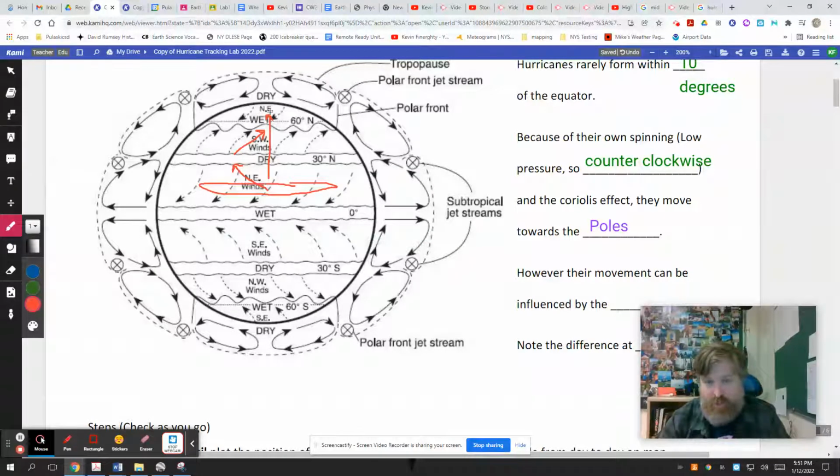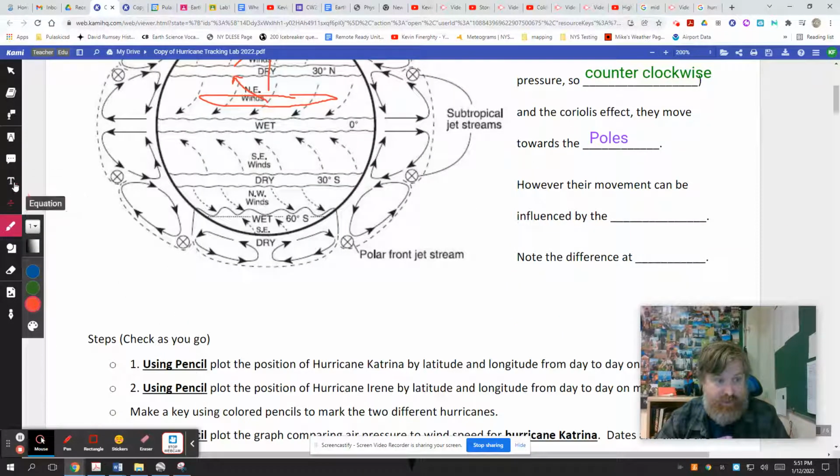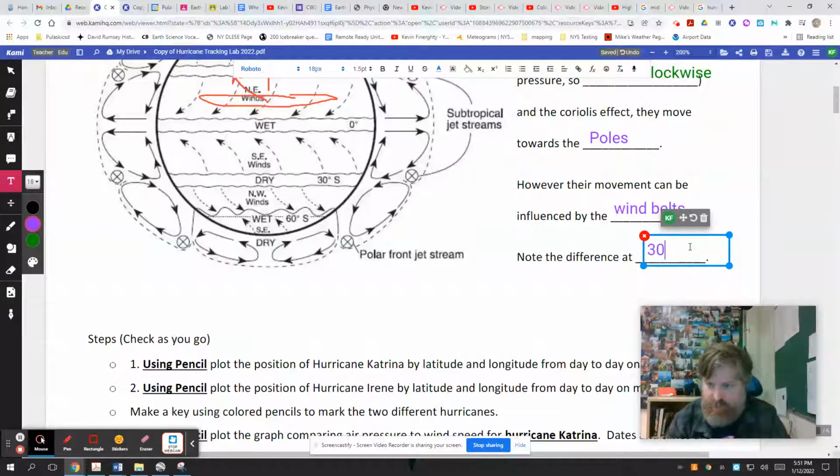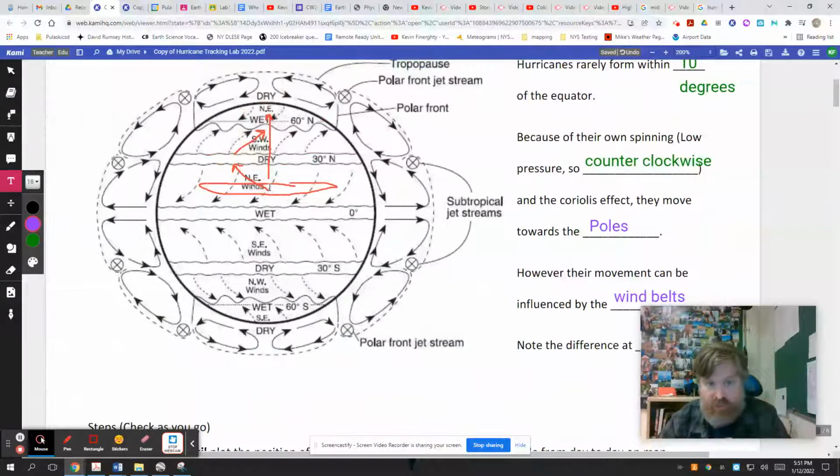Again, hurricane on its own wants to go up towards the pole. That way for a bit in that wind belt, that way for a bit in that wind belt. That's it. Their movement is influenced by the wind belts. Note the difference at 30 degrees north. As it switches from going that way towards going that way because it's influenced by these arrows.